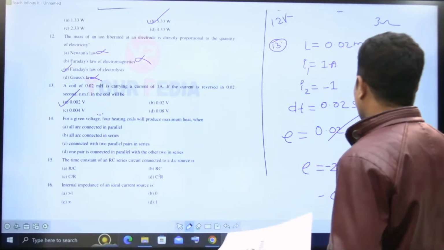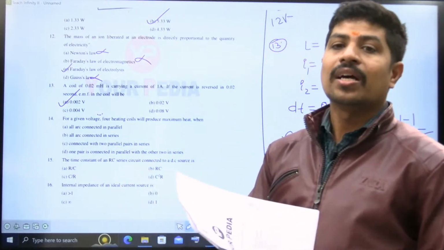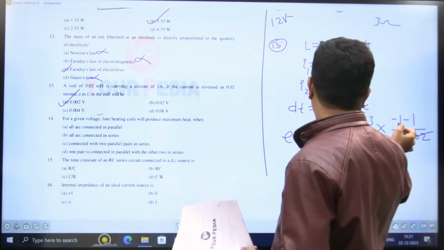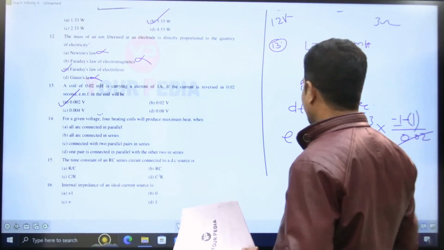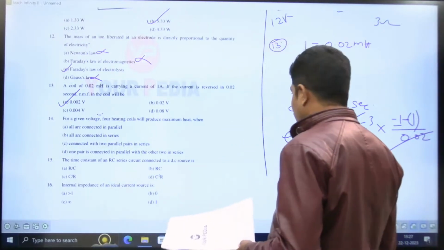Actually, di by dt is I2 minus I1 by T2 minus T1. I2 is the reversal. See, 1 is the previous current, now minus 1 is the new current. I2 minus I1, right? Next question, please.